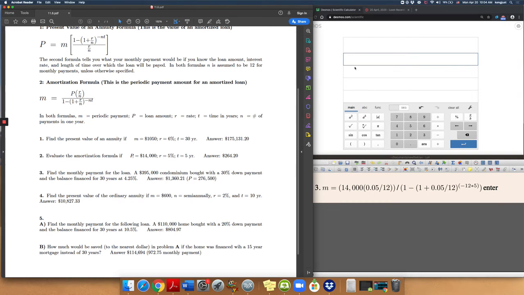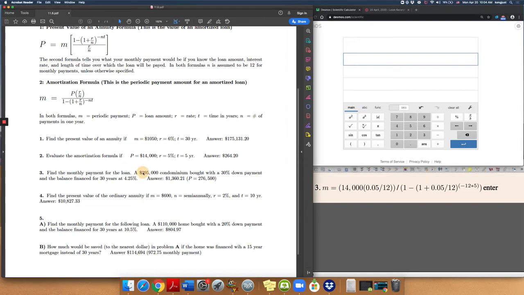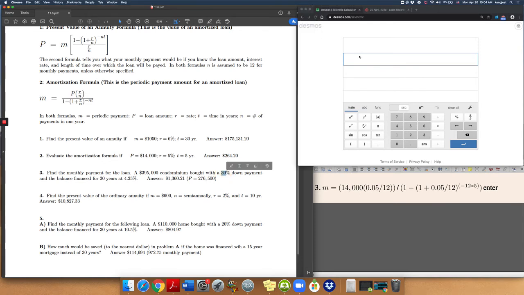Okay, so there's a couple of things going on here. You're buying a $395,000 condominium, but you're first making a 30% down payment. So this is what you assume that you have saved up. Or when you buy a house, you gotta make some down payment. 30% is pretty large, but let's just go with it. So how do I figure that out? Well, I take my original $395,000.